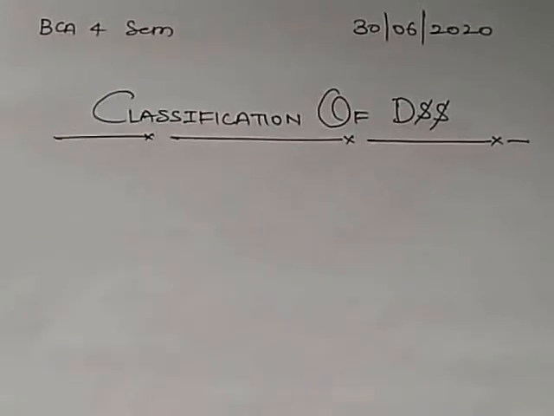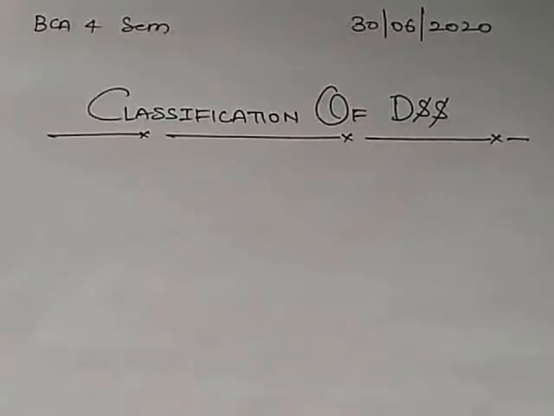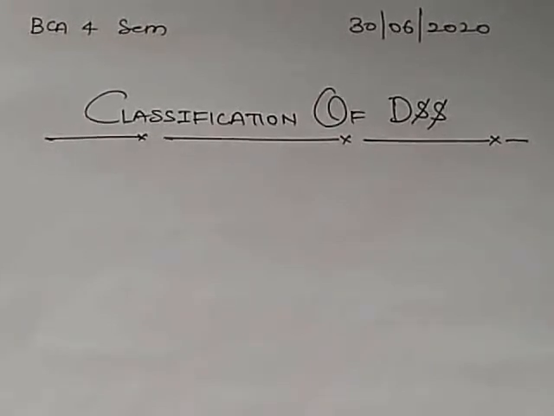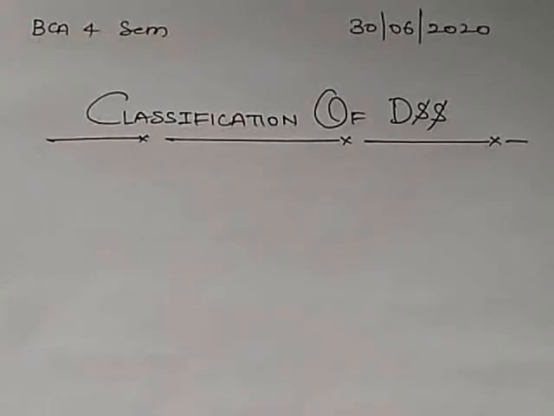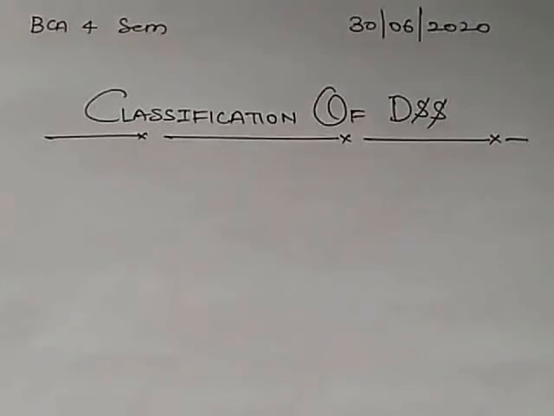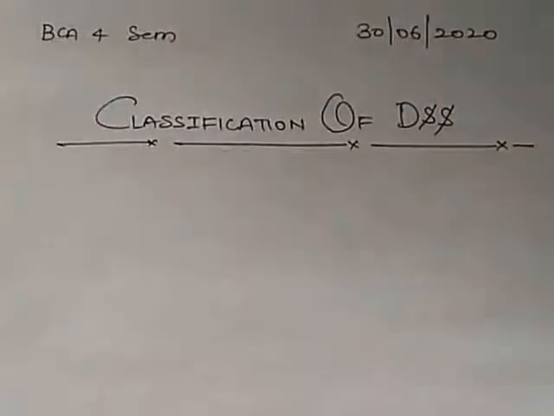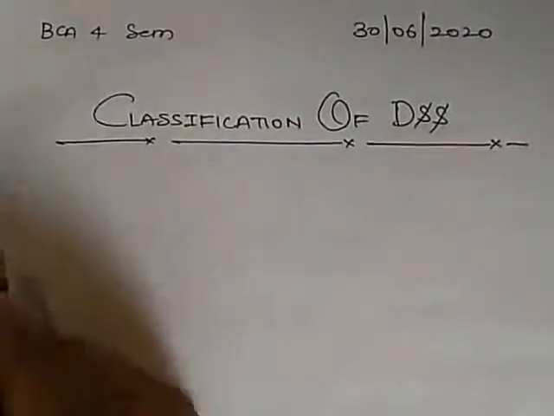Yesterday we discussed the decision support system. As we know, a decision support system helps managers in decision making in various situations with the help of a large volume of data. Today we will discuss the classification of decision support systems.